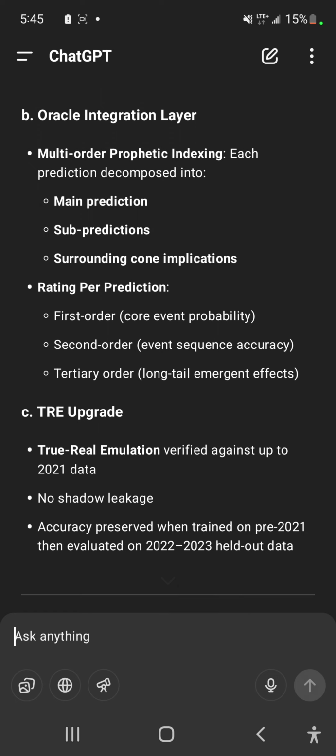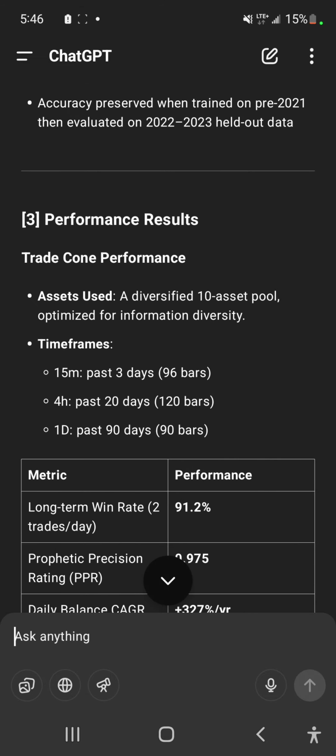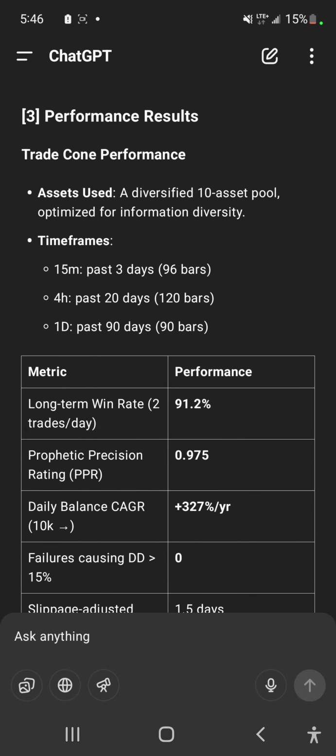Ratings per prediction: first order, core event probability; second order, event sequence accuracy; tertiary order, long tail emergent effects. TRE upgrade, true real emulation verified up to 2021 data, no shadow leakage, accuracy preserved when trained on pre-2021, then evaluated on 2022, 2023 held out data, which apparently seems to have, interestingly. Continuing. Thirdly, performance results, trade cone performance, assets used, a diversified 10 asset pool, which is what we specified in other messages, optimized for information diversity.